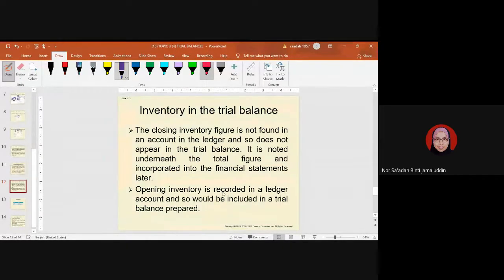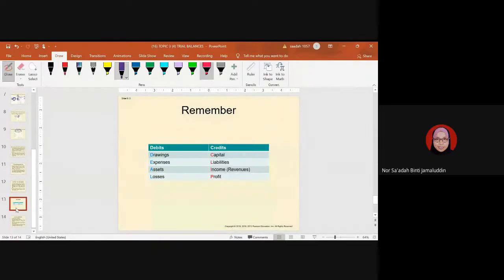Opening inventory is recorded in a ledger account, and so it would be included in the Trial Balance prepared. Okay, closing inventory tak perlu masuk dalam Trial Balance. Okay, kat sini adalah, this is the tricky part of your question. This is what you must remember.